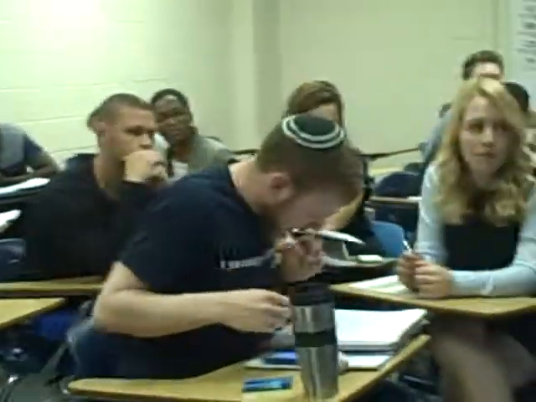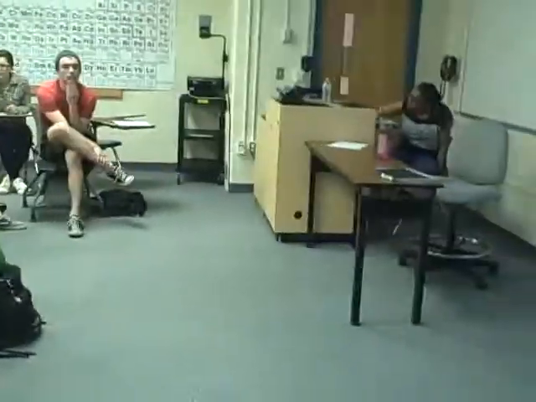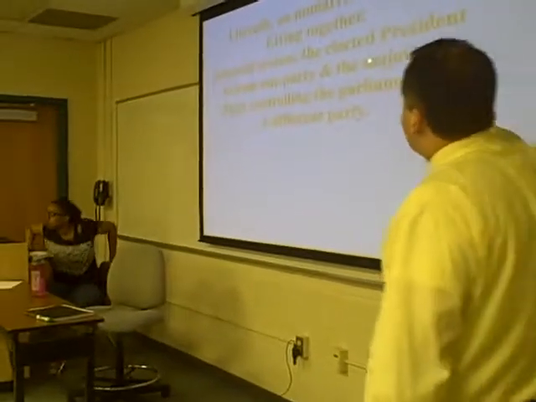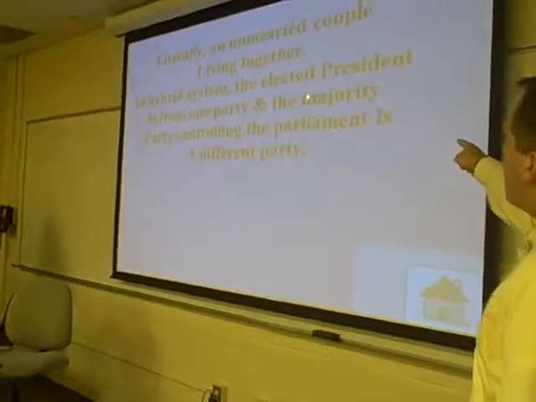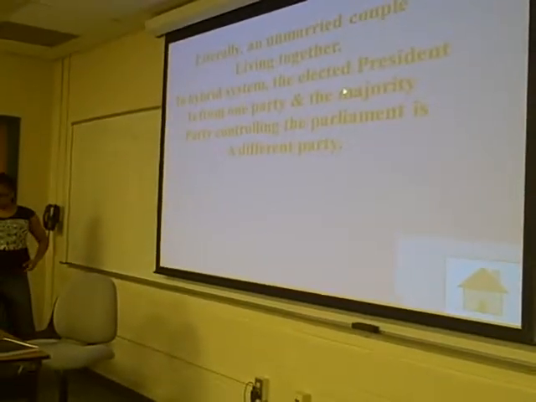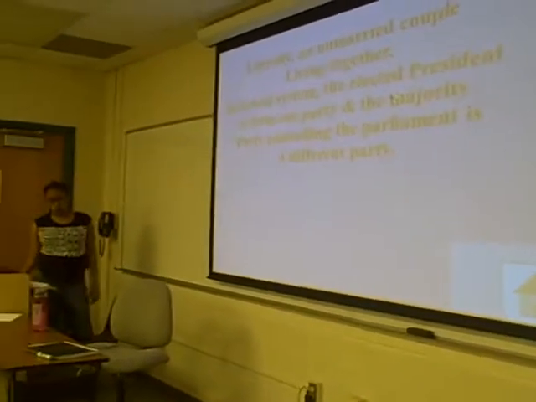Cohabitation is you have it in a semi-presidential system such as France or Russia, where you have a directly elected president and either an appointed prime minister or a prime minister elevated from a parliament. And cohabitation is when they're of different parties. That's really the big piece that I was looking for. Touch it, Faye. Cohabitation, literally an unmarried couple living together in a hybrid system. The elected president is from one party, and the majority party controlling the parliament is a different party. Ultimately, the prime minister represents them.